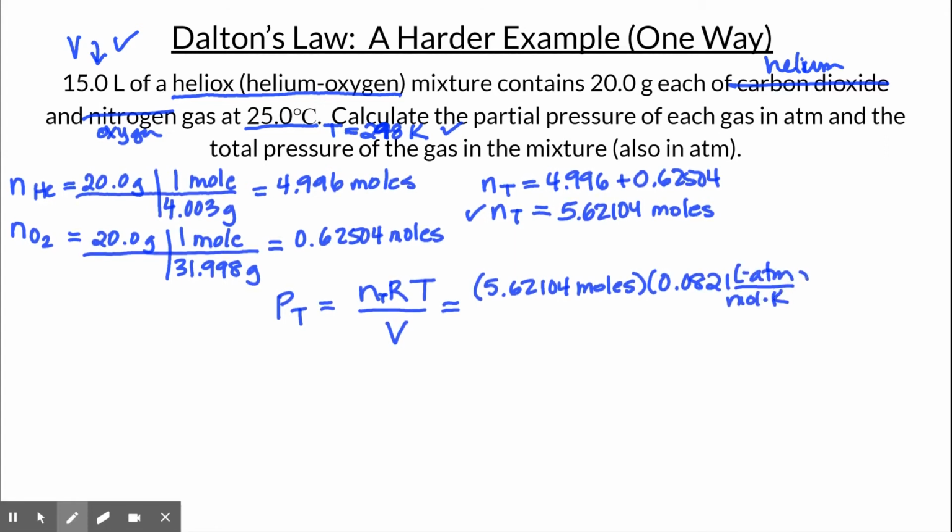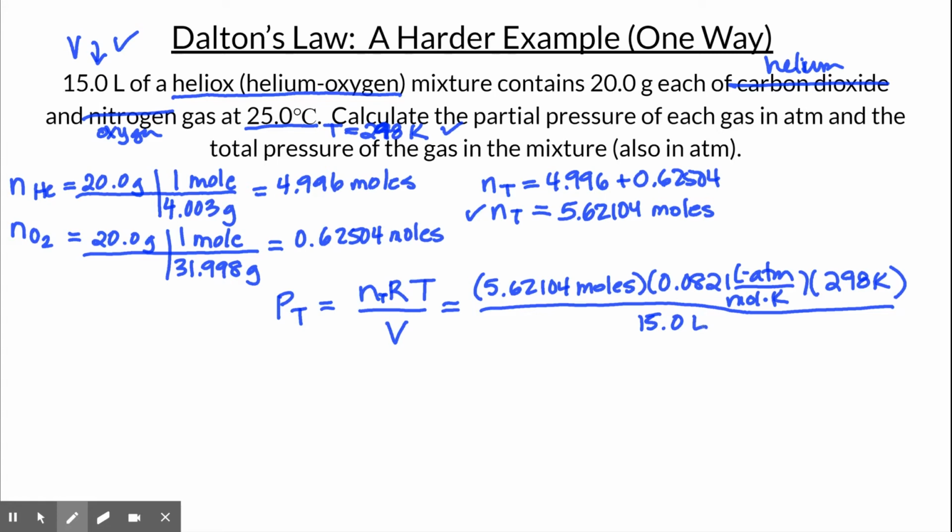And multiply 298 K by that. And then divide by the total volume, which is 15.0 liters. Before we go on to solve for the total pressure, just know that you can absolutely solve for the partial pressure of each gas, which we'll do in a minute. Just know that there's no such thing as partial volume. I see kids making that mistake a lot.